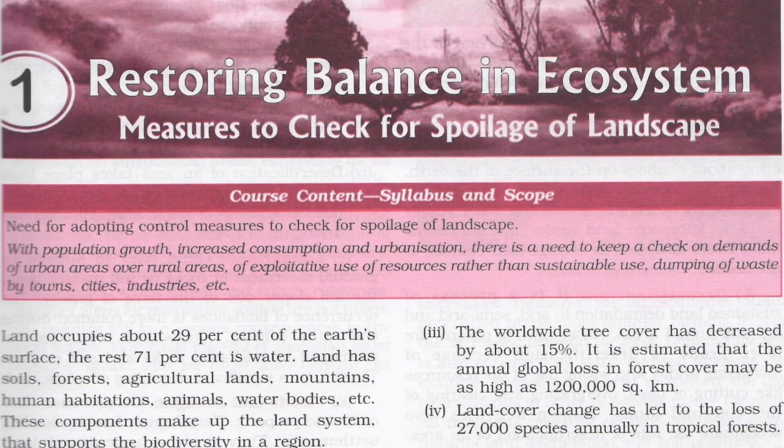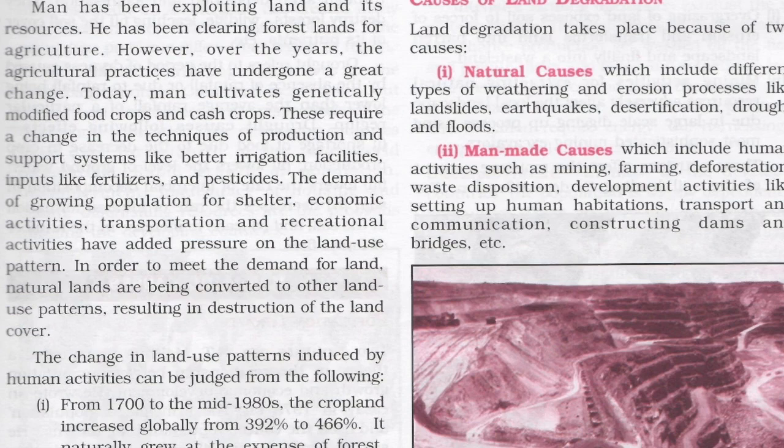In this session, we are discussing restoring balance in the ecosystem and the measures to check for spoilage of the landscape. The land consists of 29% of Earth's surface and 71% of water. Land has soil, forest, agricultural lands, mountains, human habitations, animals, water bodies, etc. Man has been exploiting land and its resources. Man has been clearing forest lands for agriculture, and hence there is a shortage of land.